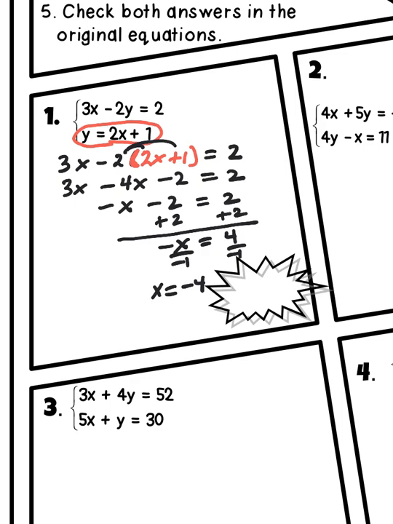I'm going to go back and substitute into y equals 2x plus 1. In this case it's 2 times negative 4 plus 1. So 2 times negative 4 gives you negative 8 plus 1, which gives you negative 7. So our solution is negative 4 comma negative 7.